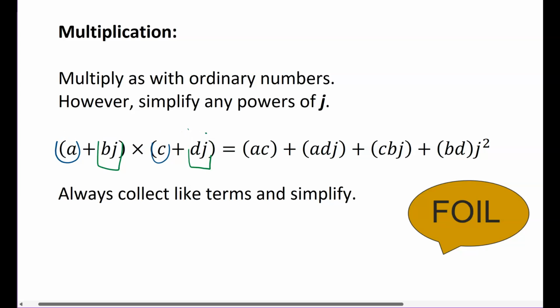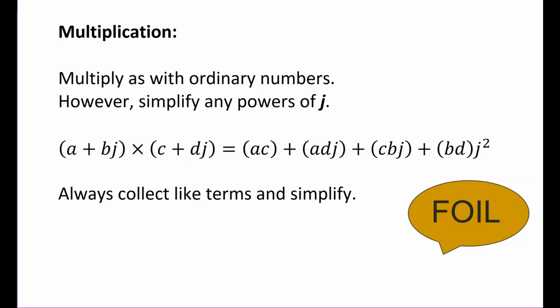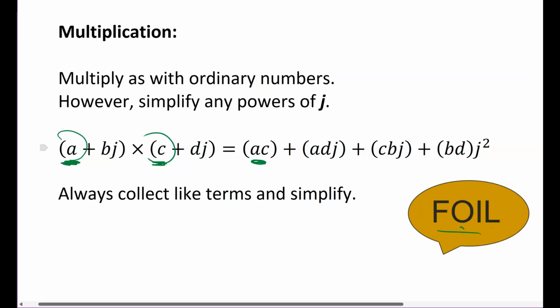All right, so this really is just like multiplying any two binomials together, where we use this process of FOIL: first, outside, inside, last. So if we multiply the first two terms together, a times c, we get ac. And then if we multiply the outside terms, that's the a and the dj, so a times dj. And then we multiply the inside terms, that's bj times c.